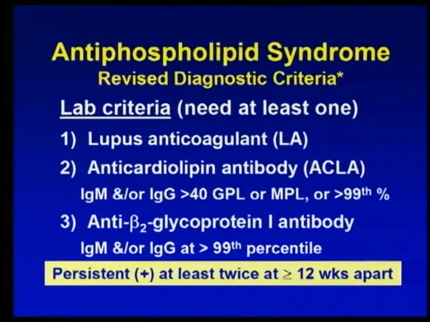In addition, a new feature is that these antibodies need to be persistent, but in the old criteria, persistent meant having reproducibly positive antibodies at least 6 weeks apart. The newer criteria require an interval of 12 weeks apart with persistent laboratory abnormalities.